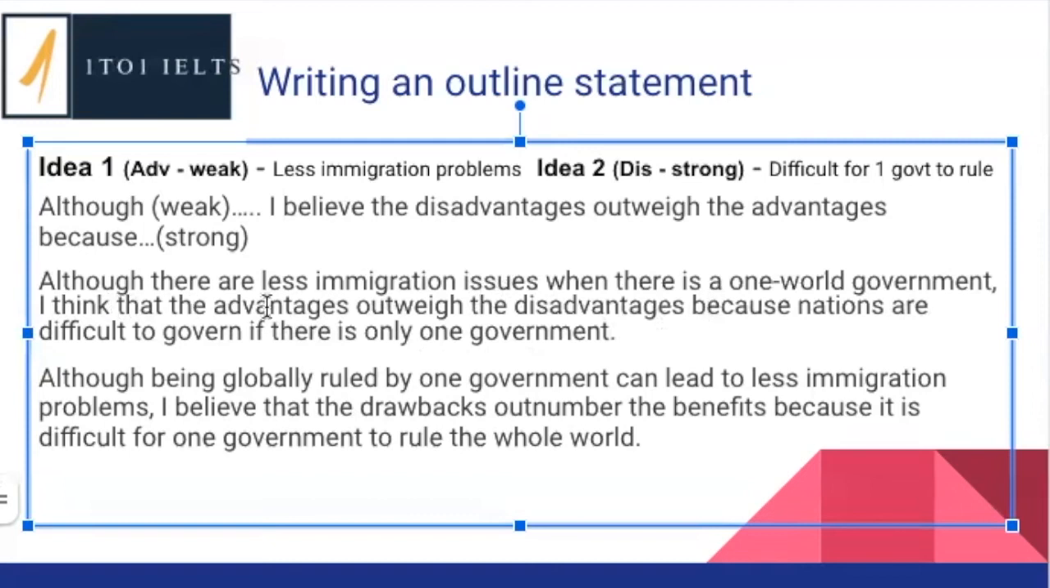So that's how this makes more sense. I think the advantages outweigh the disadvantages because nations are difficult to govern if there is only one government. So this is meaning that there is only one government now. So this is a hypothetical situation. So we're not going to say are difficult. Will be possible. What's more natural for, very good. Yeah, when we're talking about hypothetical situations, would, because nations would be difficult to govern if there was. This is second conditional, so we need the past simple. Okay.